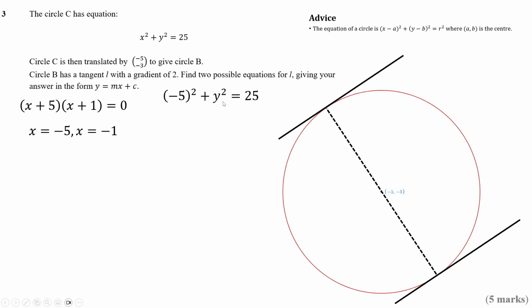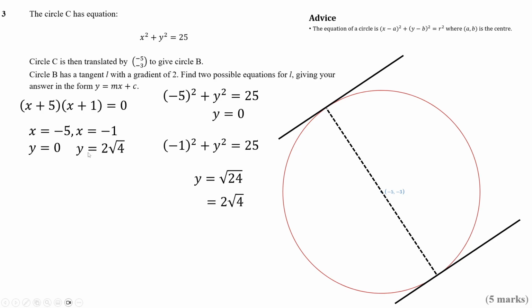So this is 25, and then y squared equals 0, so y equals 0 when x equals -5. And then plug in x equals -1, so you have -1 all squared. So you have y squared equals 24, so y equals √24, or 2√4. So those are the two coordinates. You'll have this and this for one of them, and then this and this for the other, right?